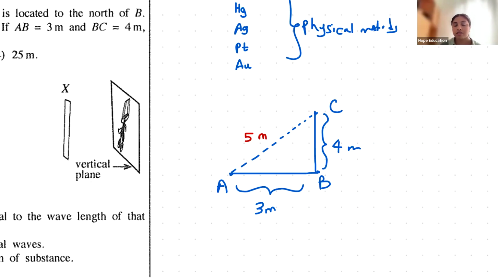This is a right angle triangle, so you can do Pythagoras theorem and find it. So 3, 4, 5 are one of the basic Pythagorean triples.